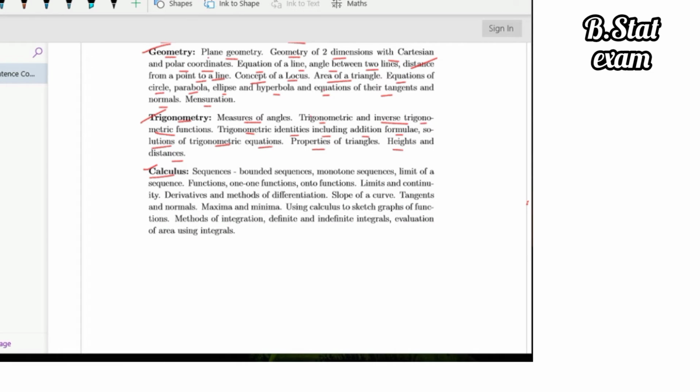Next, you have this section on calculus in which you have sequences, bounded sequences, monotone sequences, then limit of a sequence, then functions, one-one functions, onto functions. Then you have limits and continuity, derivatives and methods of differentiation, slope of a curve, then tangents and normals, maxima and minima, using calculus to sketch the graphs of functions. Then you have methods of integration, definite and indefinite integrals, evaluation of area using integrals.